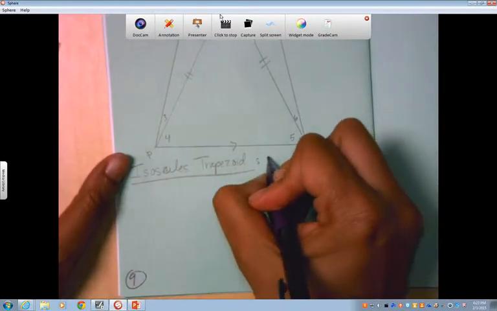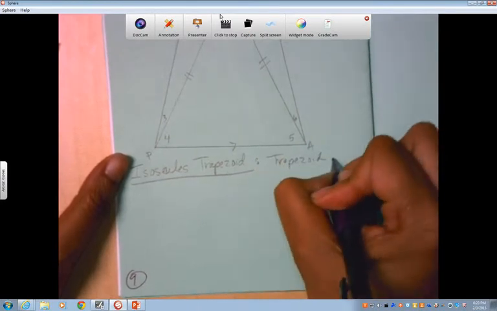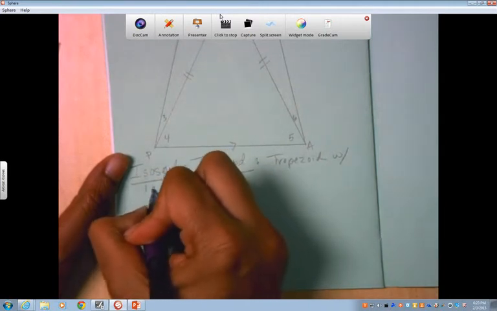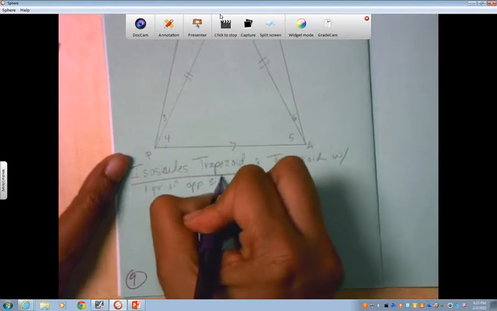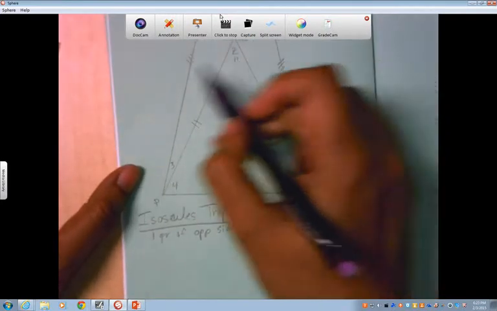You have a trapezoid with one pair of opposite sides congruent. So you have one pair of opposite sides congruent.